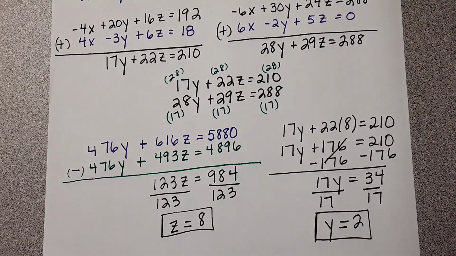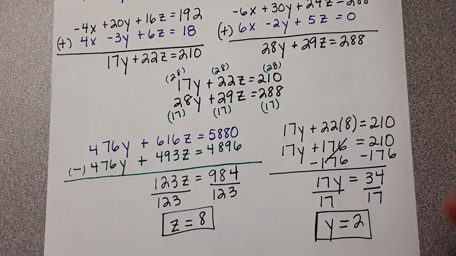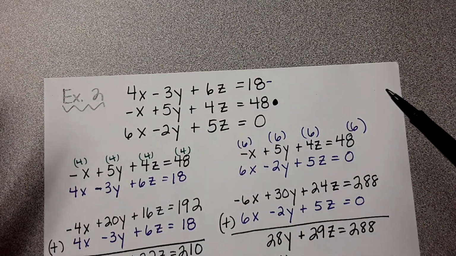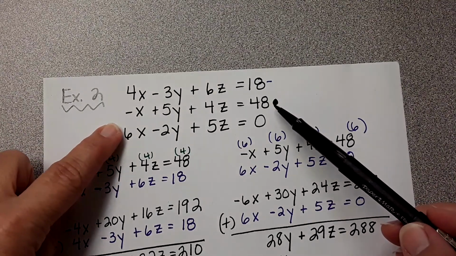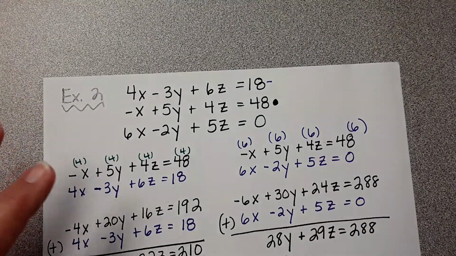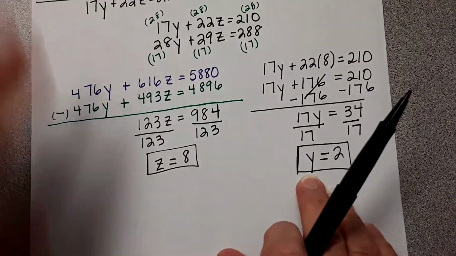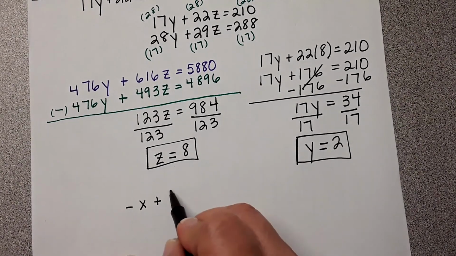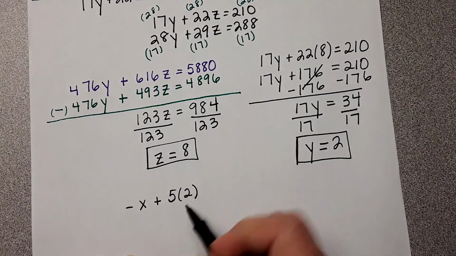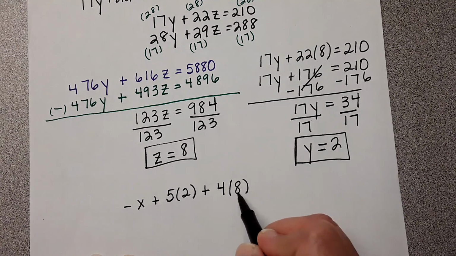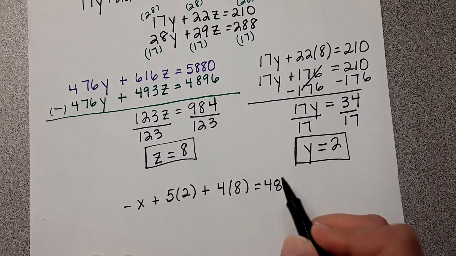Now we have our z, we have our y. What's the last variable we need? X. So now if we go back to our original equations, which one do you think we should plug it in for? We should plug it into the one that we picked for our anchor equation because x is negative 1, so we can divide by 1. So we're going to go back to that, and I'm going to write negative x plus 5 times 2, because it was 5y, plus 4 times 8, because that's what z is, equals 48.